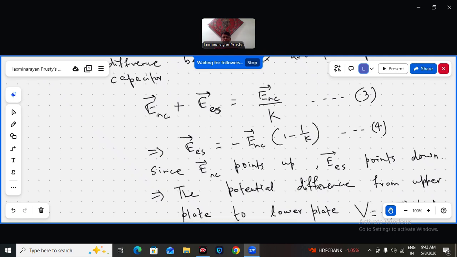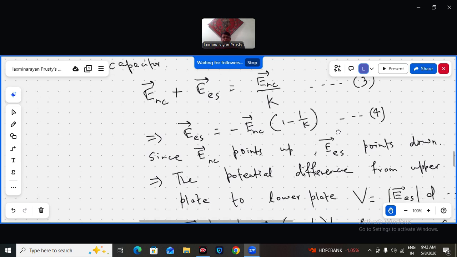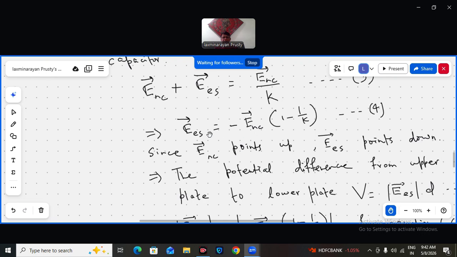So what is ES then? The electrostatic field, to find it, bring ENC to this side and take the minus sign out. So ES equals minus ENC bar times (1 minus 1 by K). Yes or no? K is always greater than 1, so 1 minus 1 by K will be a positive fraction.